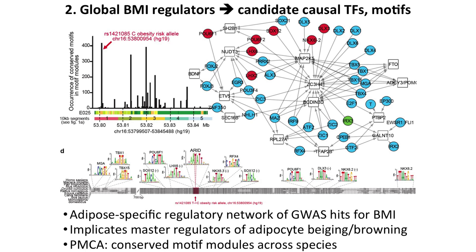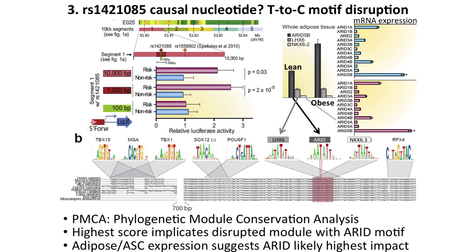So in addition to that, we actually use PMCA, which is a method that Melina actually developed, to basically look for conserved motif modules across species. And the highest score in this first segment was, in fact, exactly at that particular locus, this rs1421085 SNP. So here's a zoom out. What you see here, a zoom in, what you see here is three different regulators that are sitting on top of this particular SNP. It causes a C to T.